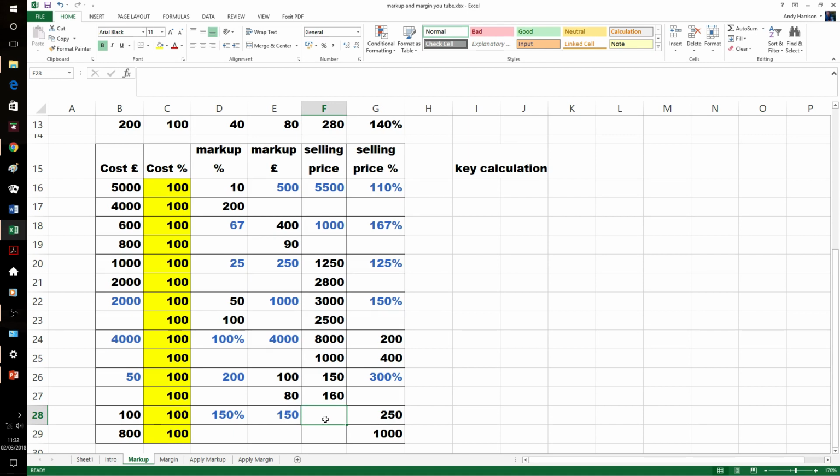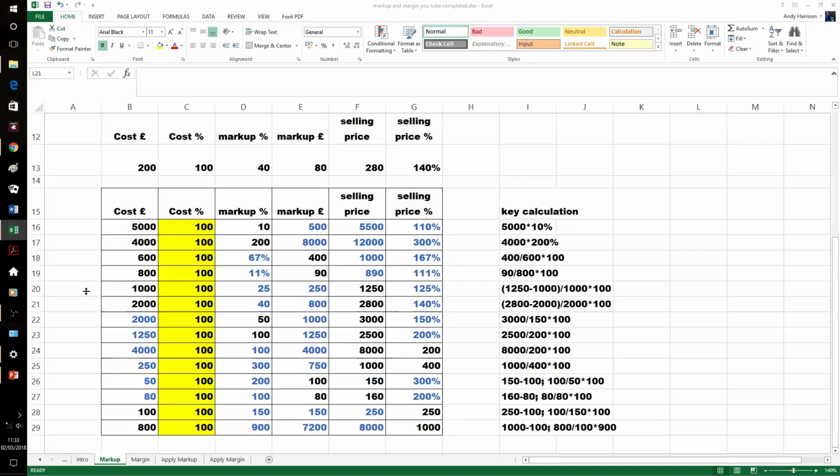Selling price, the cost plus markup. Or we could have worked it out as 250%, so we could actually have also done 100 divided by 100 times 250. So let's have a look at the rest of the answers.